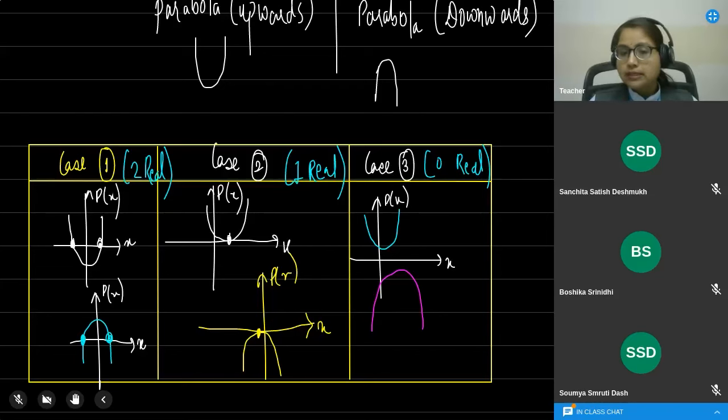All the three cases, do you understand? Yes, this is the quadratic polynomial we are talking about, Aditya. Is this clear?